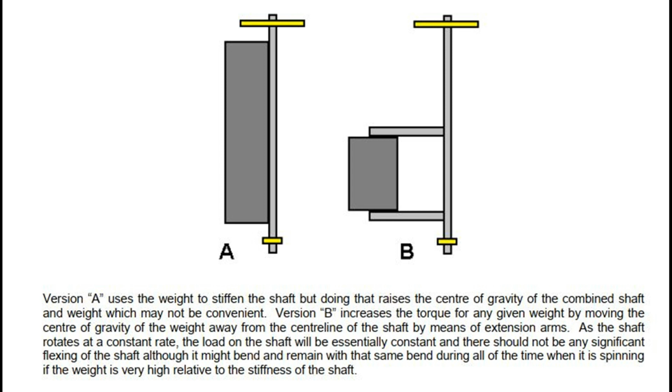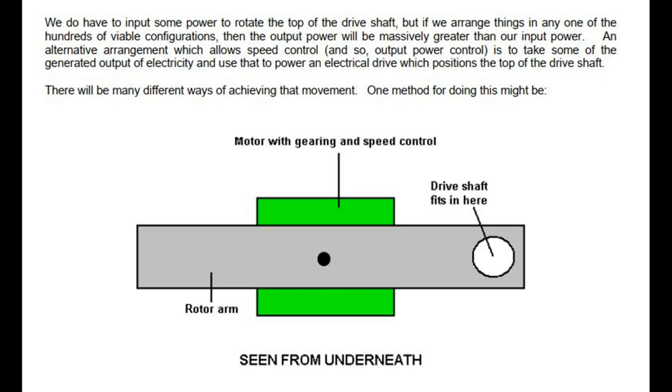As the shaft rotates at a constant rate, the load on the shaft will be essentially constant, and there should not be any significant flexing of the shaft, although it might bend and remain with that same bend during all of the time when it is spinning if the weight is very high relative to the stiffness of the shaft. We do have to input some power to rotate the top of the drive shaft, but if we arrange things in any one of the hundreds of viable configurations, then the output power will be massively greater than our input power.